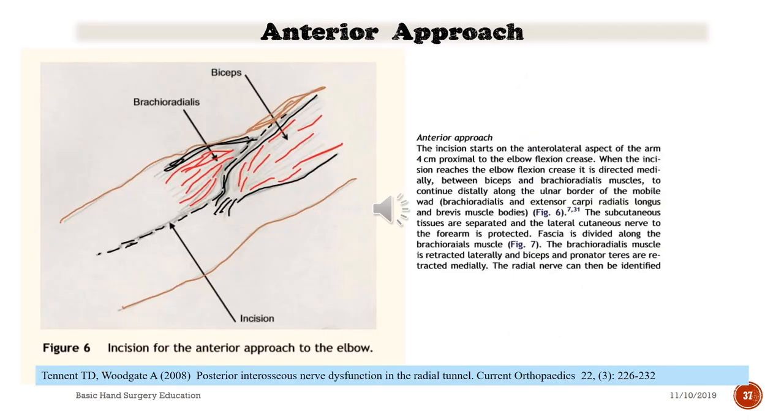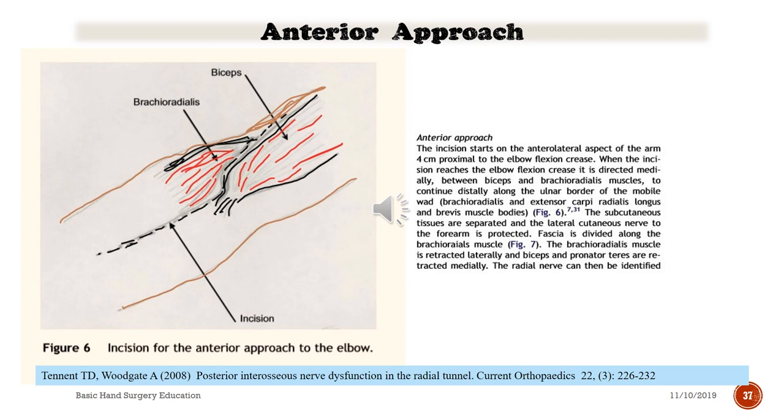The anterior approach. The incision starts on the anterolateral aspect of the arm, 4 cm proximal to the elbow flexion crease. When the incision reaches the elbow flexion crease, it is directed medially between the biceps and brachioradialis muscle to continue distally along the ulnar border of the mobile wad, brachioradialis, extensor carpi radialis longus and brevis bodies.